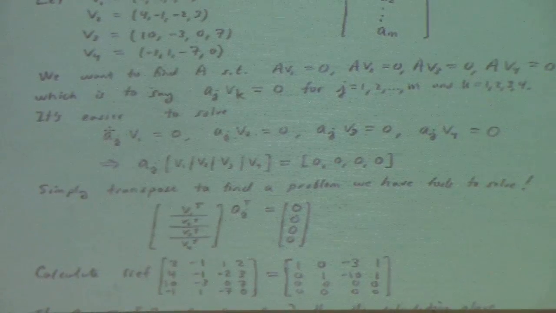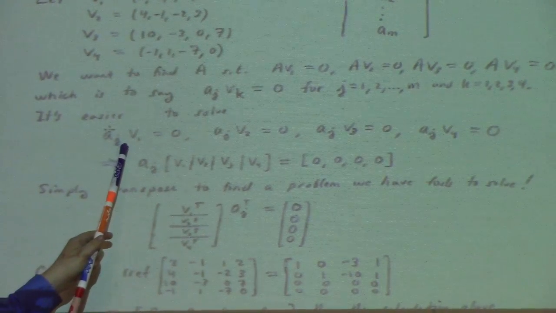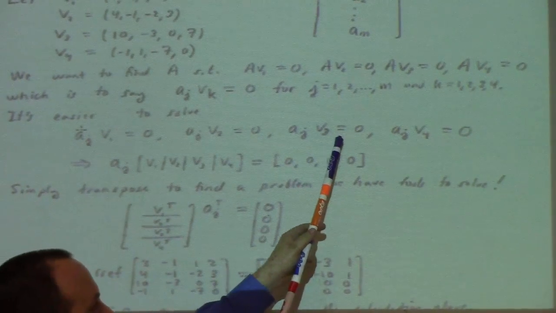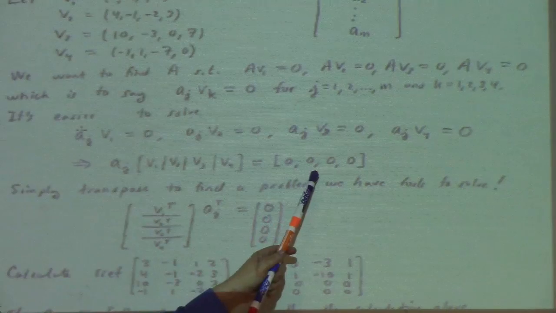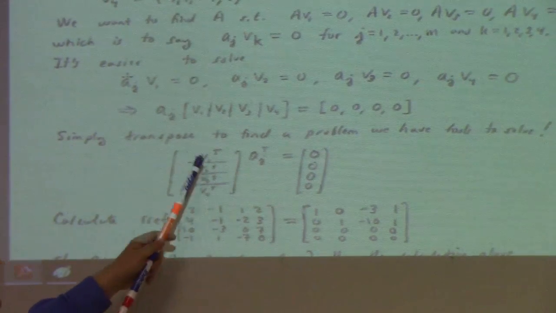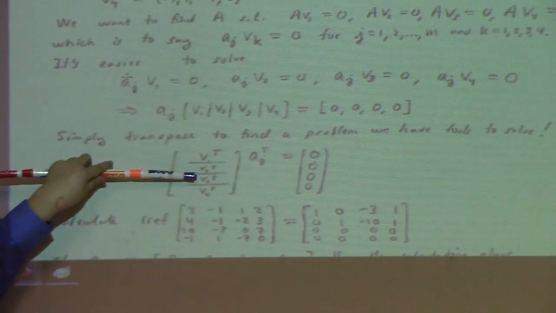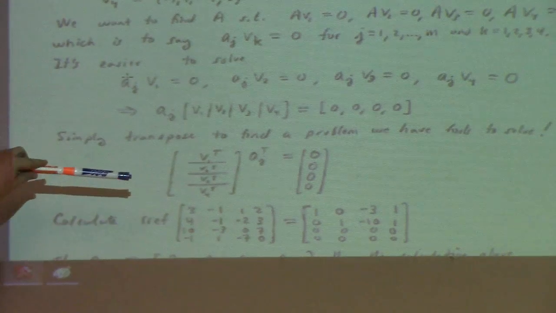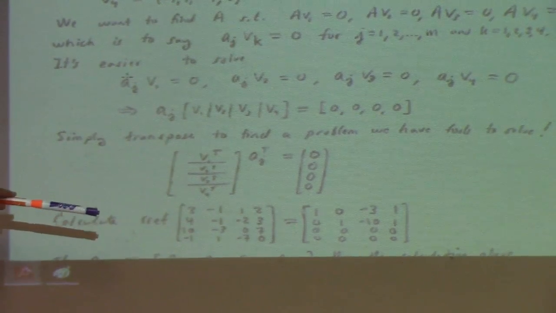However many you need. So what you want then is for the jth row, you want the jth row times v1 to be 0. You want the jth row times v2 to be 0. You want the jth row times v3 to be 0. You want the jth row times v4 to be 0. In other words, you could write it as one system. You transpose that, and then you've got something that you know what to do. Because the v's are given, the a is what you don't know. All of a sudden, you've got a system that you can solve by just transposing the problem.